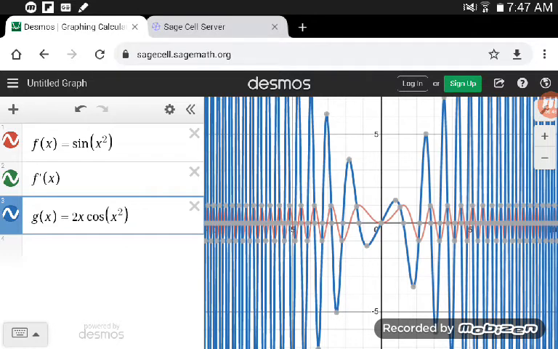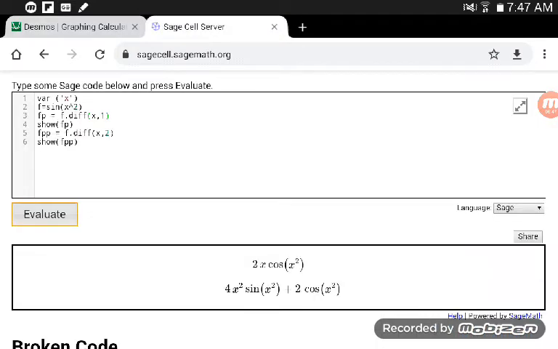Now, Sage Cell, on the other hand, I can go to a Sage Cell and type this stuff in: my var x, type in f equals sine of x squared, and then do my first derivative, show it, do my second derivative and show it, and there are my answers. 2x cosine x squared, and there's my 2 cosine x squared and my minus 4x squared sine x squared. There you go. There are the answers. Well, that's why I want you to show that you know the rules you're using and so forth.